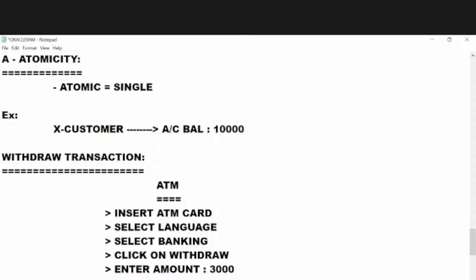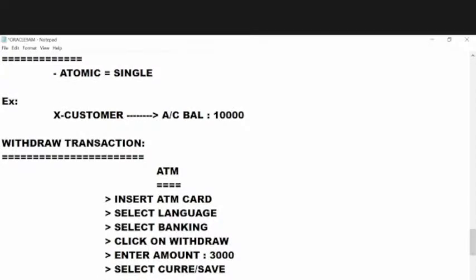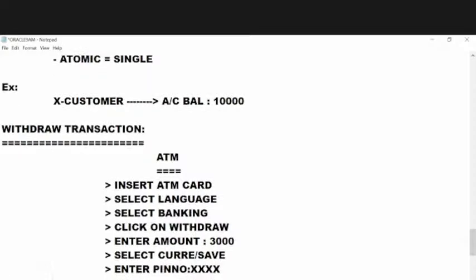After that, he wants to select either current account or saving account. After that, he will enter what now? PIN number. So he will enter his PIN number. And finally, it says what now? Yes or no. And here I already said, yes means what now? Commit. No means what now? Roll back.